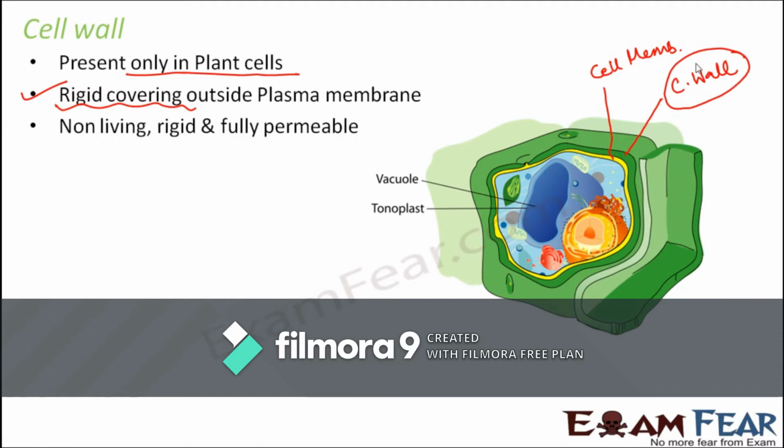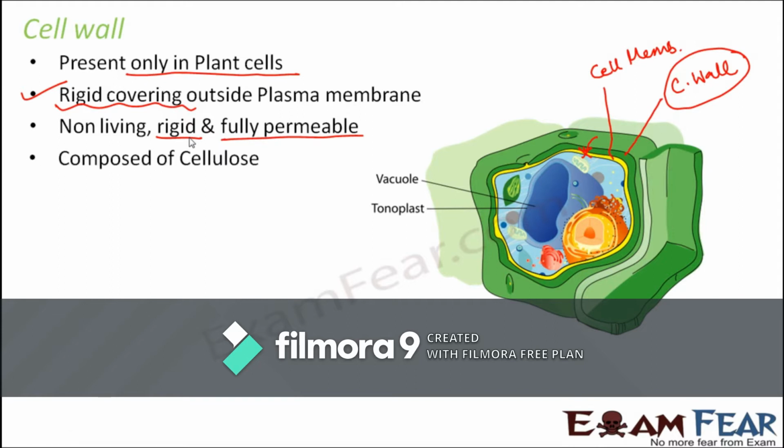So now we are talking about the cell wall. It is non-living, rigid and fully permeable. That means it fully allows the passage of particles across it. It doesn't see which particle is allowed to go and which is not, it just allows everything. So it is a fully permeable membrane. That is why there is a cell membrane inside, because even though the cell wall allows particles, if a particle should not be allowed to enter, it will be stopped by the cell membrane. The cell wall is non-living and rigid, so it is just to provide rigidity or mechanical support to the plant cells. That is the purpose of the cell wall.